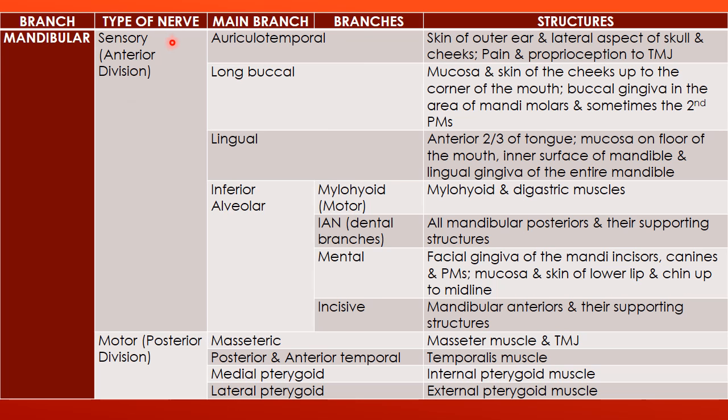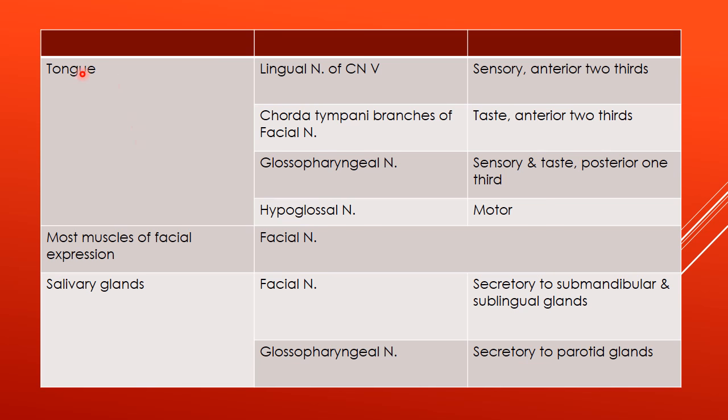Notice here that the sensory branch of the mandibular nerve is also referred to as the anterior division, while the motor nerve is the posterior division. These are the other structures that also receive innervation from various nerves.